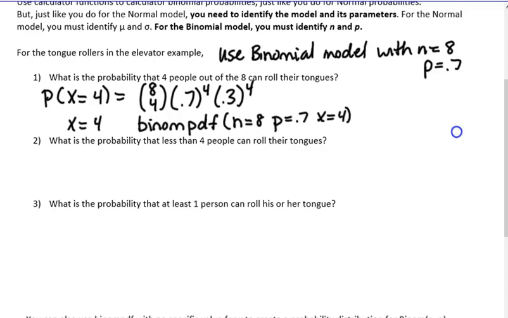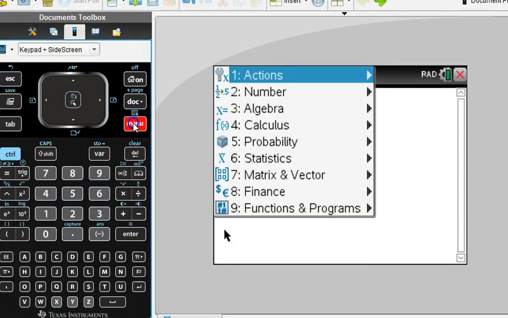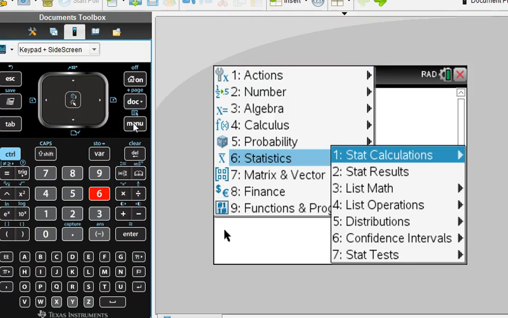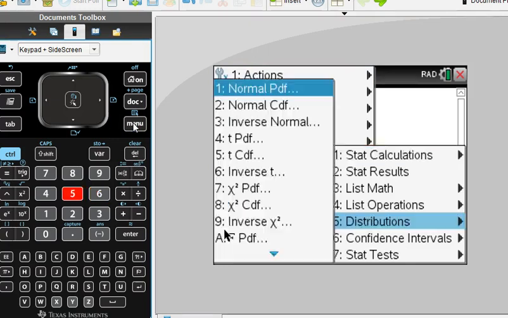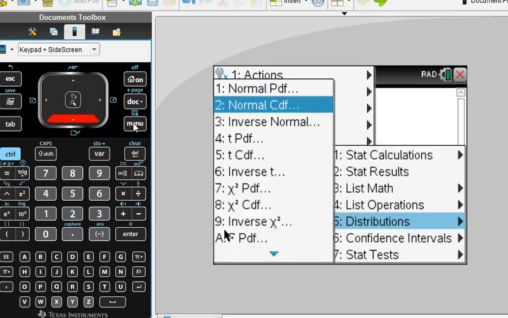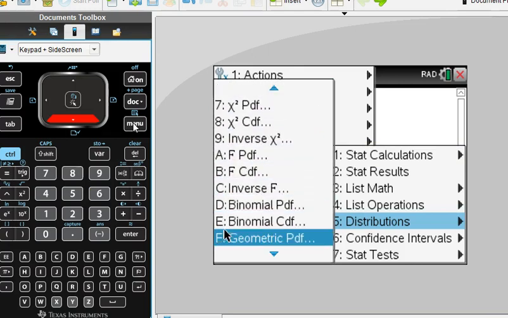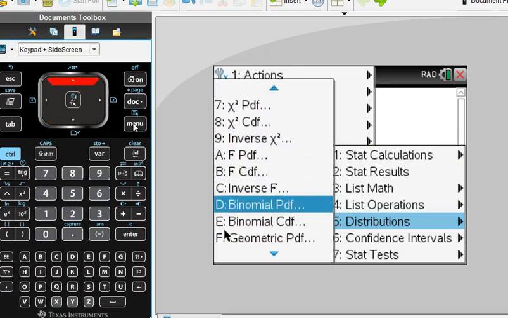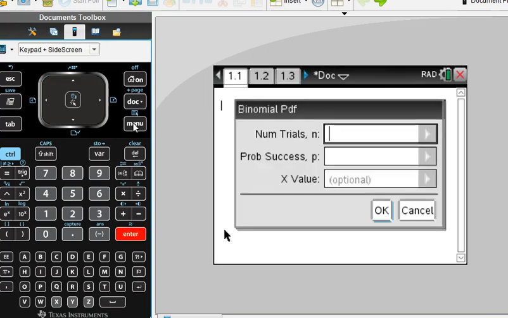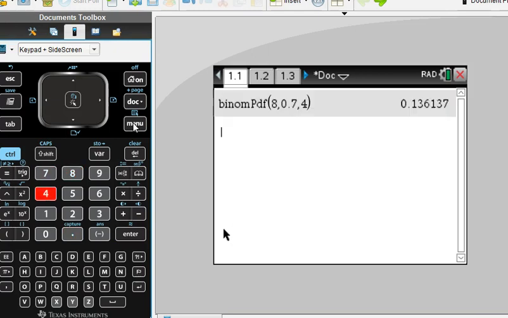So let's see what that looks like on the calculator. On the calculator, you go to Menu, Statistics, and you go to Distributions, just like you do for a normal CDF, and you're going to go down till you get to these choices down here. So you see here's the binomial PDF, and right below it binomial CDF. It just gives you a place to put in number of trials, probability of success, number of successes 4, and there you go, 0.136.